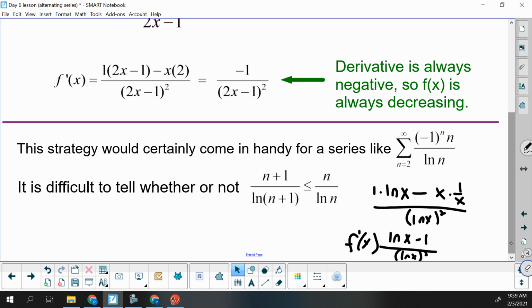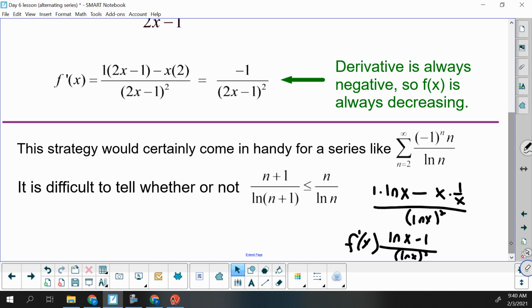Likely you would want to show with the nth term test that it will diverge. You could do limit as n approaches infinity of n over ln of n, get infinity over infinity, do your derivatives, and go from there.